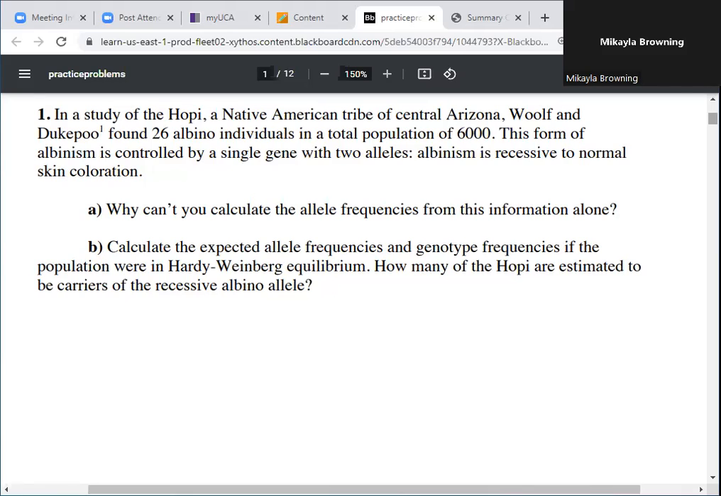And the reason why we can't crack this problem exactly the way we did with the Dunkers is albinism is controlled by a single gene with 2 alleles. Albinism is recessive, normal skin coloration is dominant. So why can't you calculate allele frequencies just from this? Like, you can tell who's albino, and the albinos are going to be homozygous recessive. Yes.